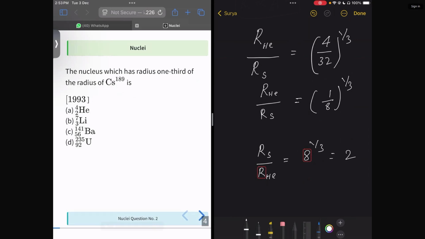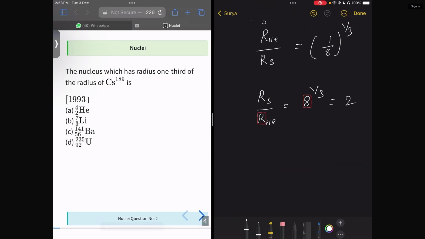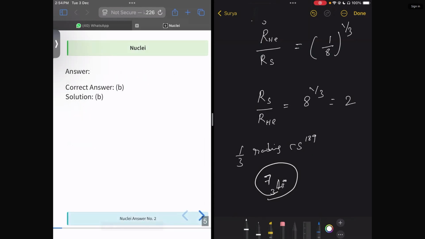So next question. They are asking for the nucleus which has a radius of 1/3 of the radius of CS 189. So it will be B. The lithium ion with mass number 7 and atomic number 3 will be 1/3 of the radius of CS 189. So going to the next question.